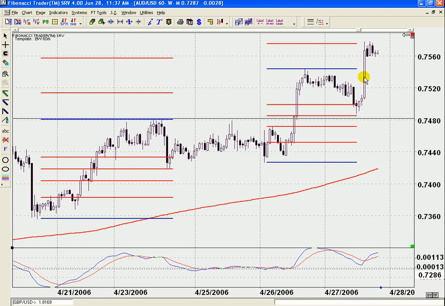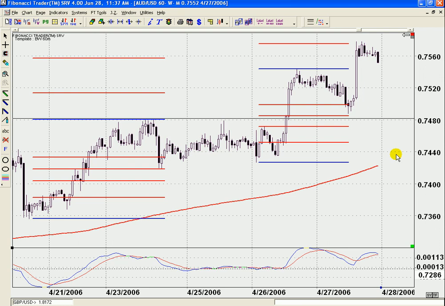In any event, we took a leg up to the 127% extension just within a few hours. Now let's move forward. As we see that this high has formed, where are you going to look to find your next level of support? Well, naturally we're going to look here.